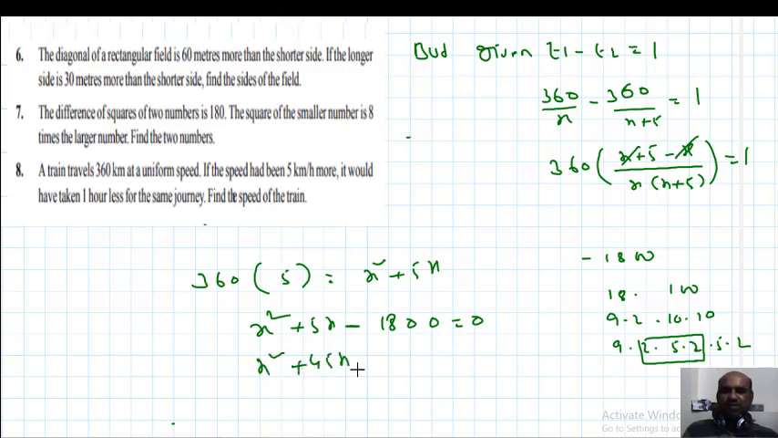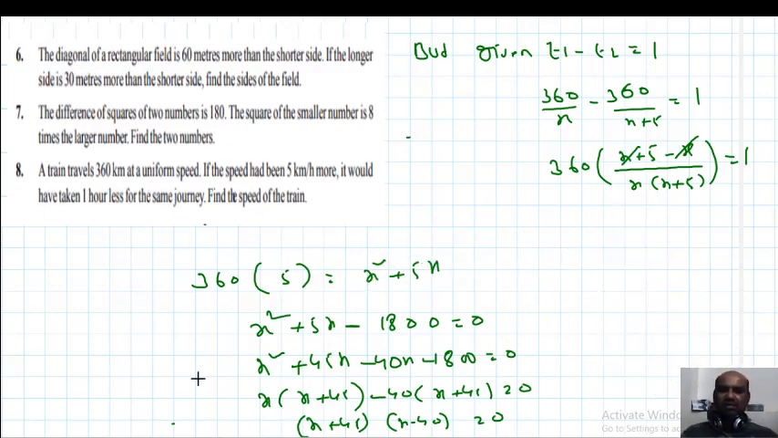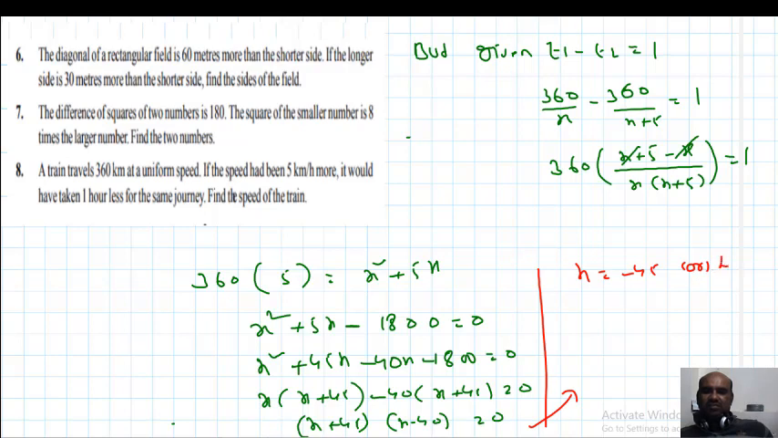x square plus 45x minus 40x minus 1800 equal to 0. x is taken common, x plus 45, minus 40 taken common, x plus 45 equal to 0. x plus 45 into x minus 40 equal to 0. What can I say in here? So x is equal to minus 45 or 40. But you can't take x equal to minus 45 in the speed, no? Therefore x equal to 40, since x is positive. Therefore speed of the train equal to 40 kilometers per hour.